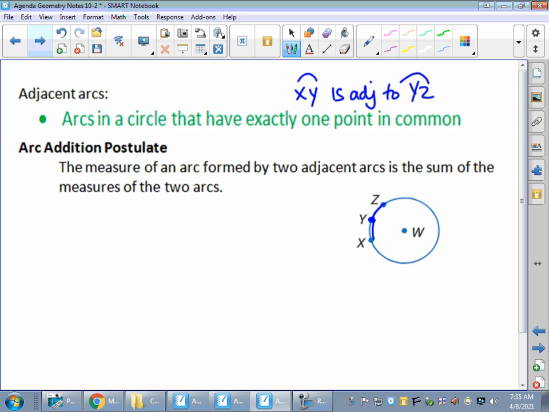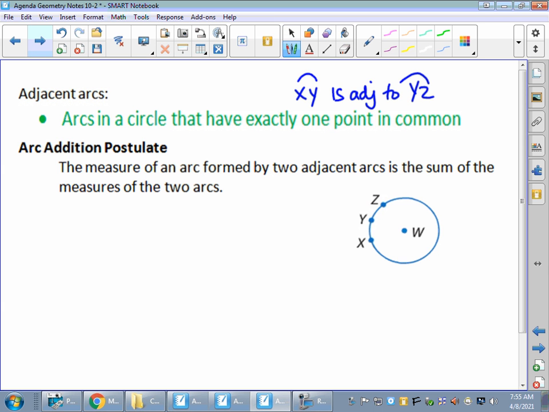The reason that we need to know that is because the measure of an arc formed by two adjacent arcs is the sum of the measures of the two arcs. It's a lot of words, right? Let's take a look at this. Notice how in this diagram, they did not draw in the radii. We didn't draw those in. We're just looking at the arcs.